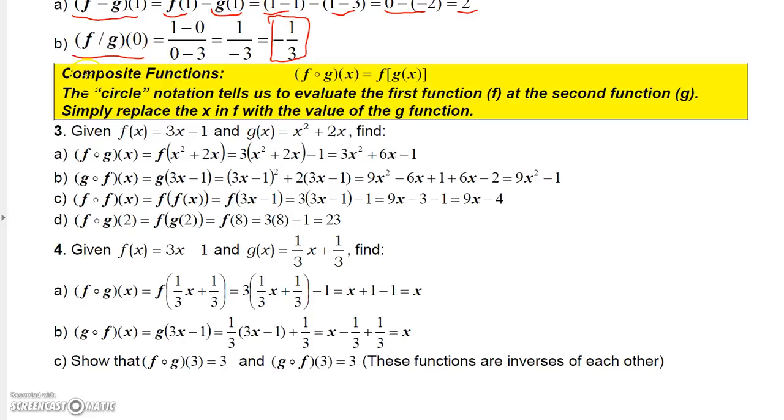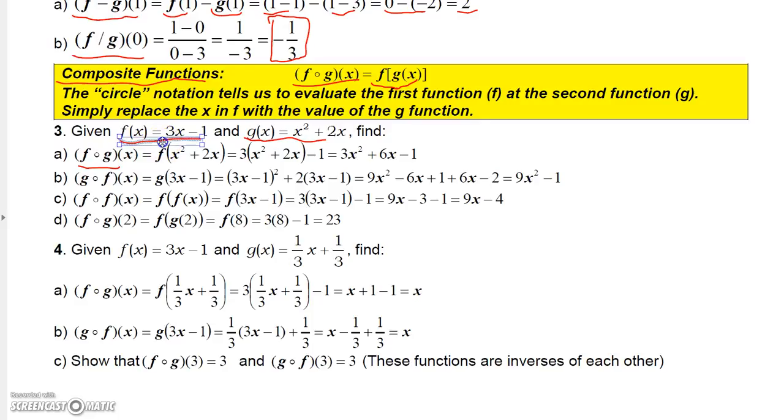We'll finish up this section with composite functions. And composite functions have this funny little circle that denotes the composite function. All this means is, when you see this little circle, it just means f is evaluated at g of x. Remember how you can evaluate a function at an expression? Well, that expression could be another function. So for example, let's say I gave you two functions, 3x minus 1 and x squared plus 2x. And I said find f evaluated at g of x.